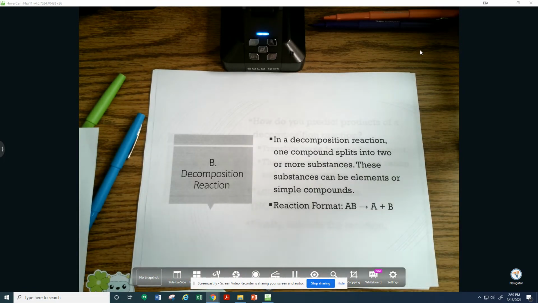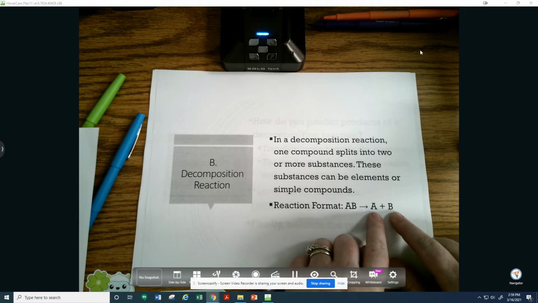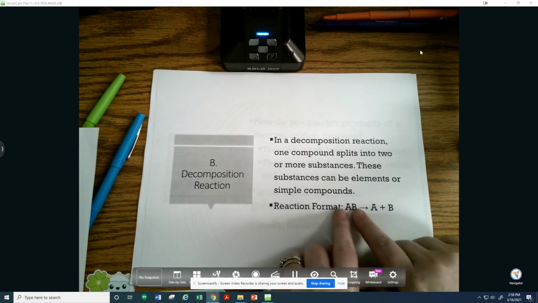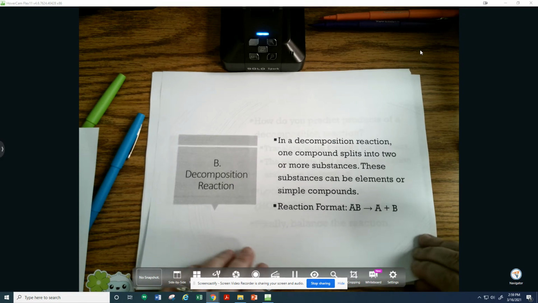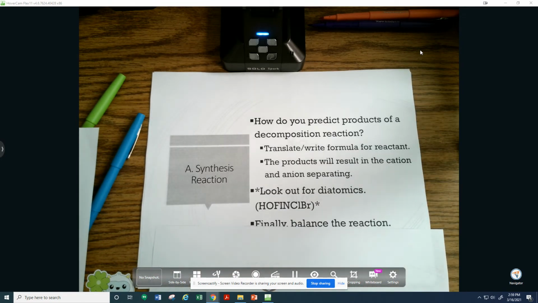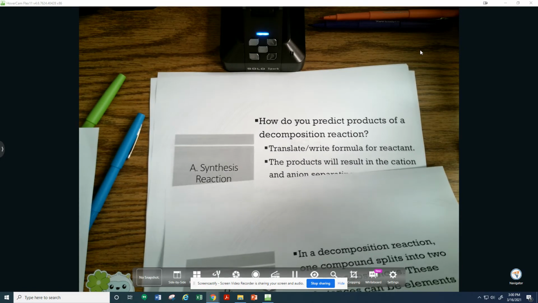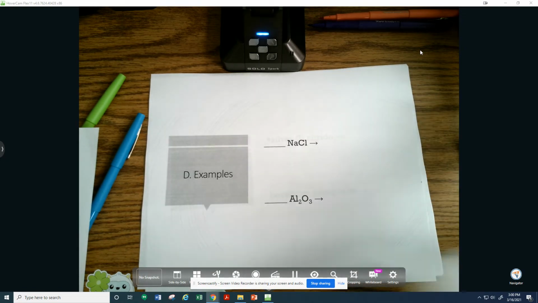So from there, we have another reaction type, which is decomposition. We identified decomposition as the reverse of synthesis. If you just move these to the reactant side and this to the products, you're back to synthesis. So all we're doing is taking that compound and splitting it apart. So product prediction is going to be a little bit different because we're not writing a formula for a compound. We already have the compound.